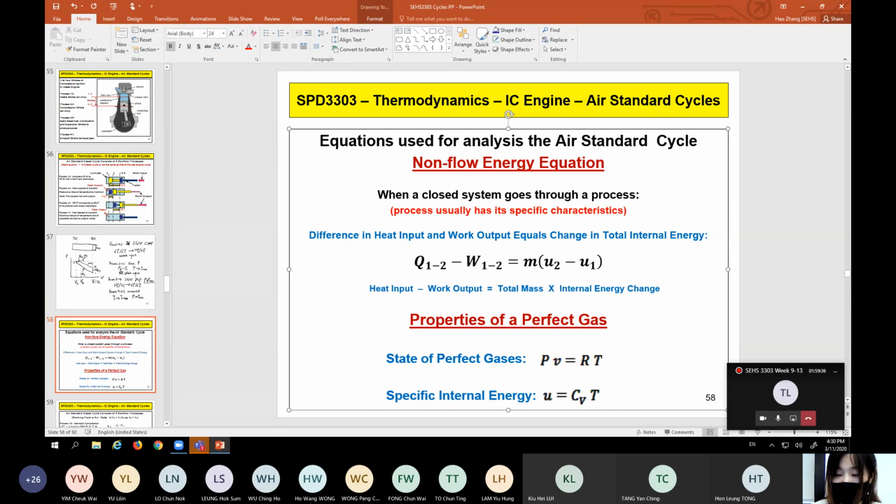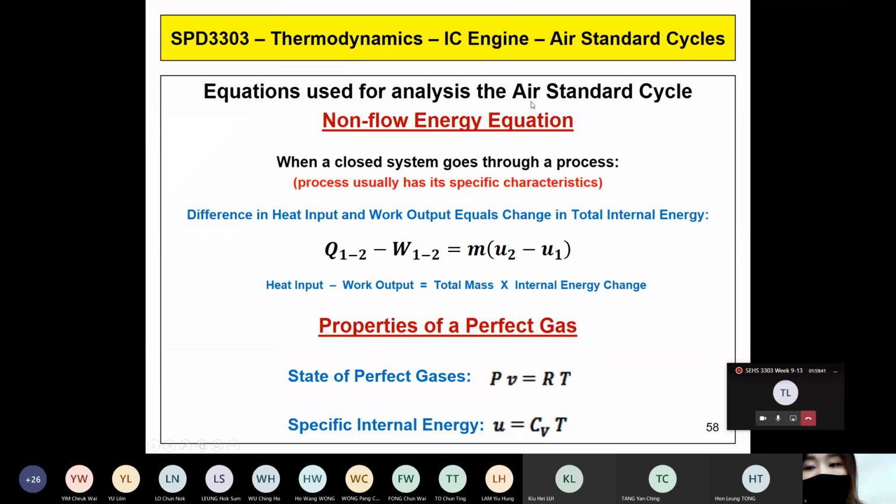I should say it should be for air standard cycle. Yeah, it's good, because for the air standard Otto cycle, you also use this equation to solve your problem, as well as the air standard diesel cycle. They are for air standard cycles. So you can use a non-flow energy equation and property of perfect gas. Actually, this content is in chapter 1, the revision of thermodynamics. If you are not familiar with them, go back to review chapter 1, okay?